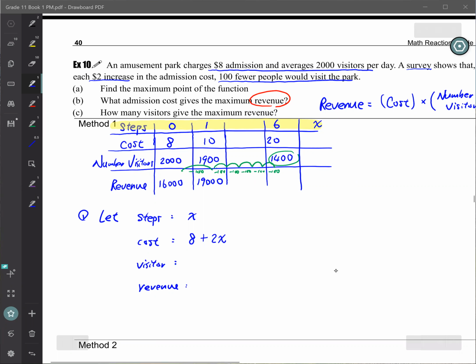Okay, so how do we set up the visitors then? Can you set up the visitor by yourself right now? Once you got it, please raise your hand. Set up the visitors. Visitors should start with 2,000 people, right? So what should go there? Raise your hand if you got the less statement for visitors.